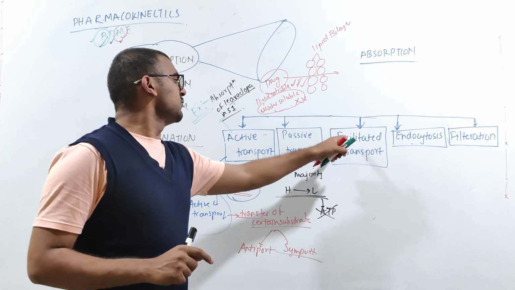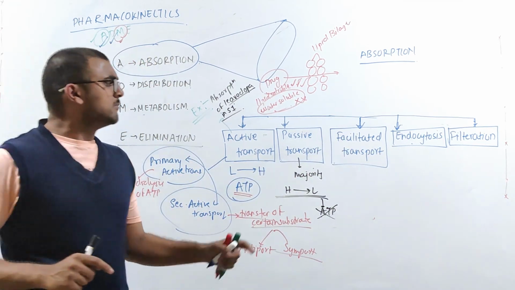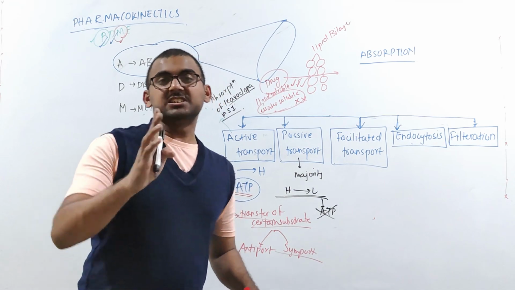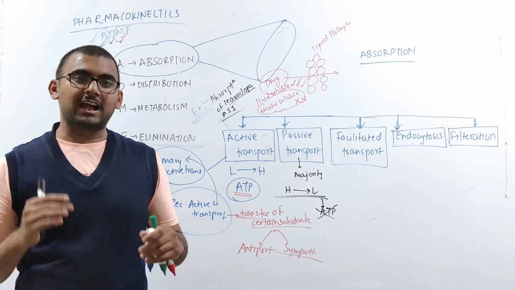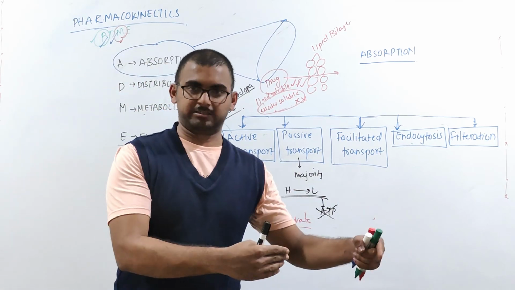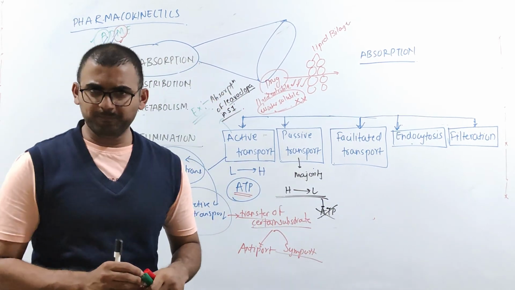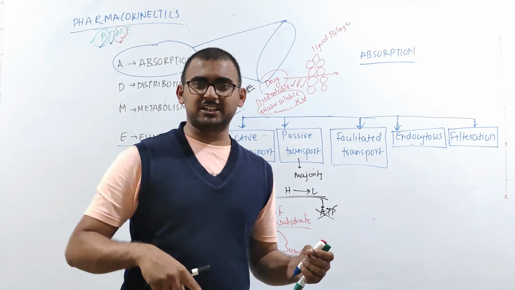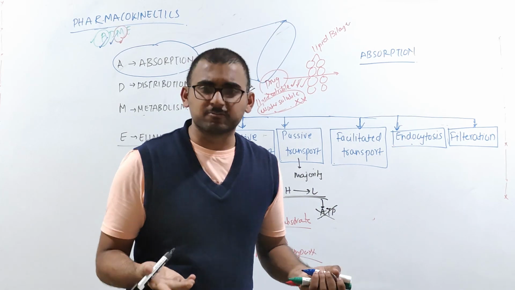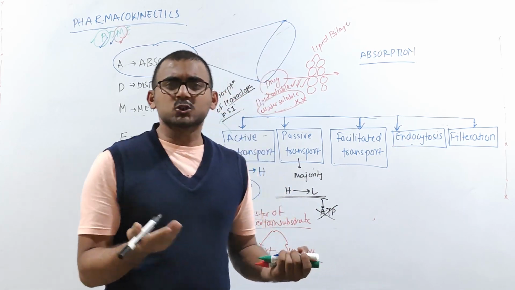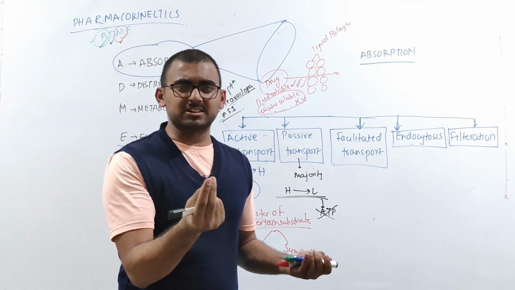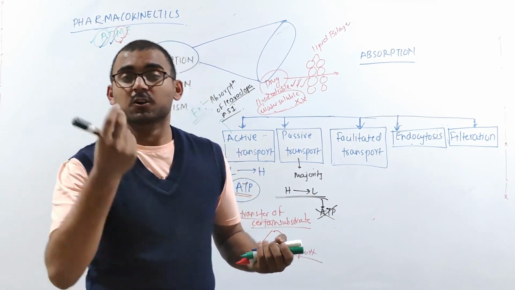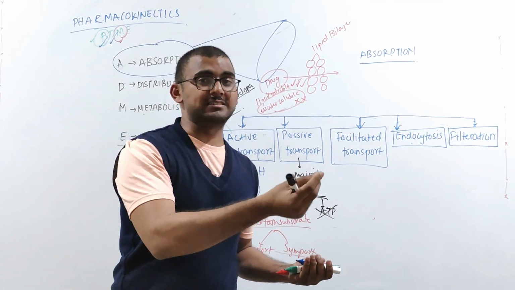Now, next is facilitated transport. Very simple, right? Facilitation means what? For example, I want to go from one place to another place. Either I can go walking, or I can take my motorcycle, or if I get rich, then maybe I can get an aeroplane. So what are the aeroplane and motorcycle working as? They are going to facilitate my transport from one place to another place.